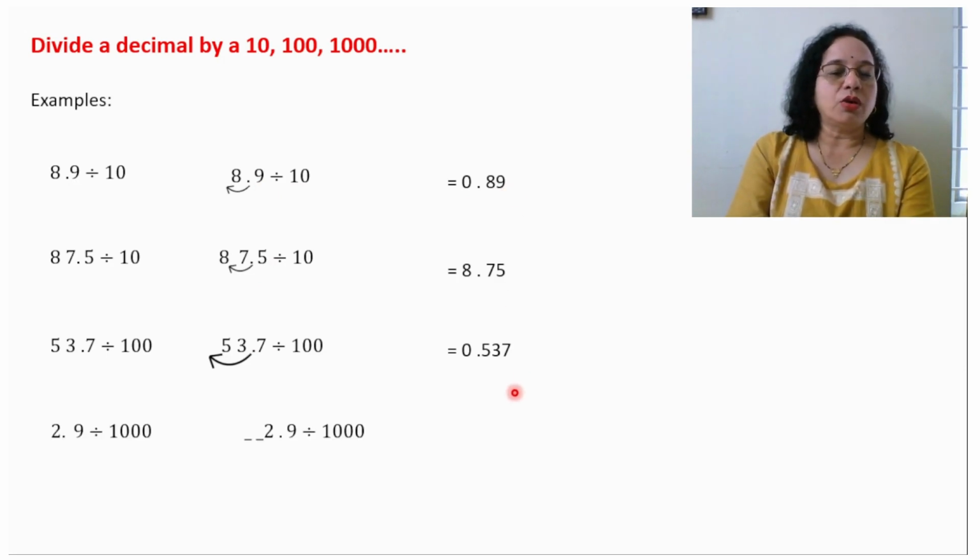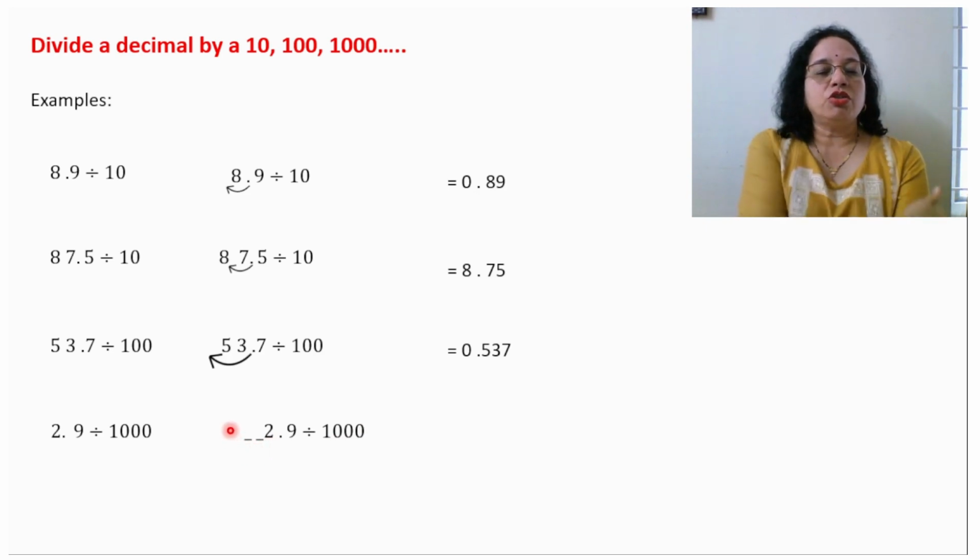2.9 divided by 1000. So now here three zeros are there. So we need to shift three places. So this is 1, 2, 3 and your decimal will come over here. So your answer will be 0.0029.